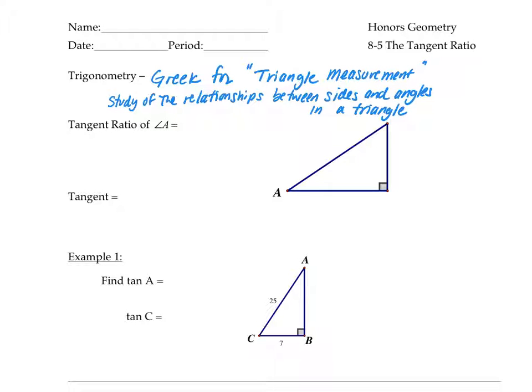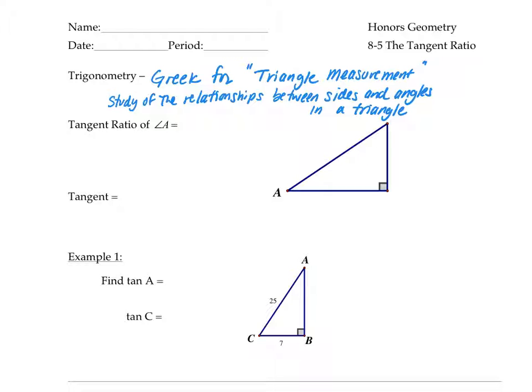Now, in total, there are 6 different trigonometric functions, and they are sine, cosine, tangent, secant, cosecant, and cotangent. Now in geometry, our focus is on the first 3, sine, cosine, and tangent. And so today's lesson is all about the tangent ratio in a triangle.